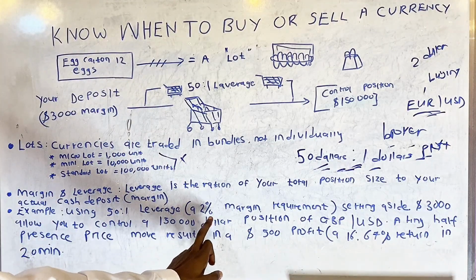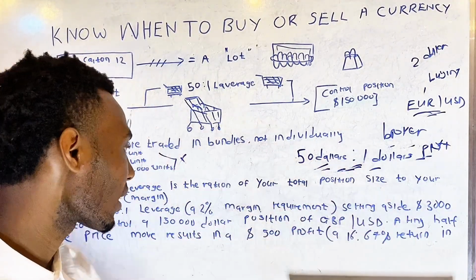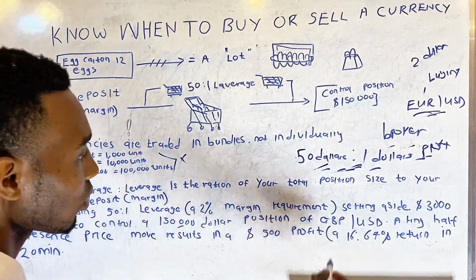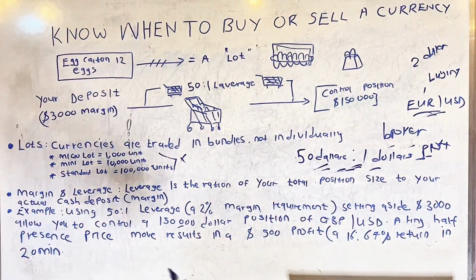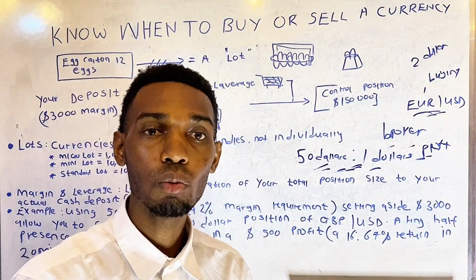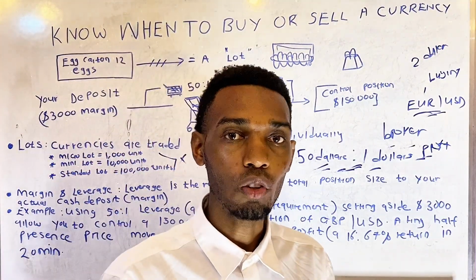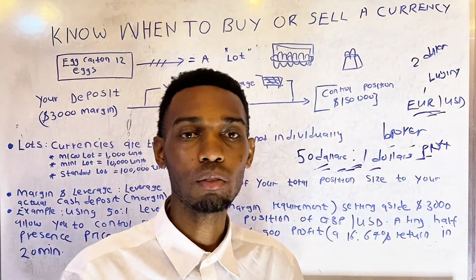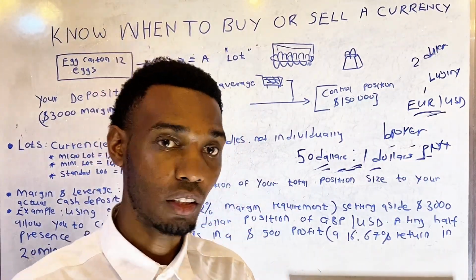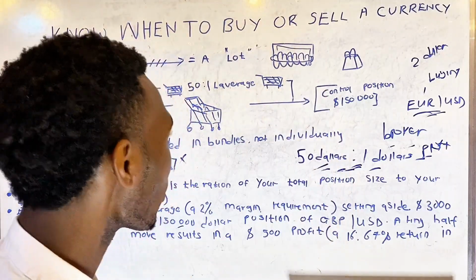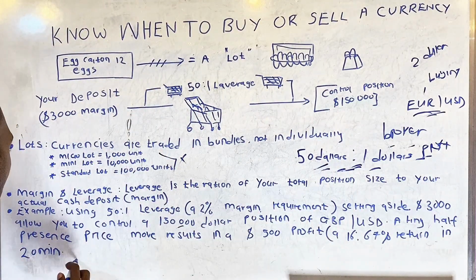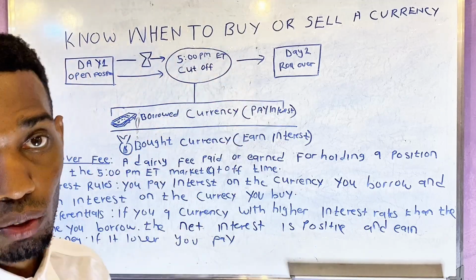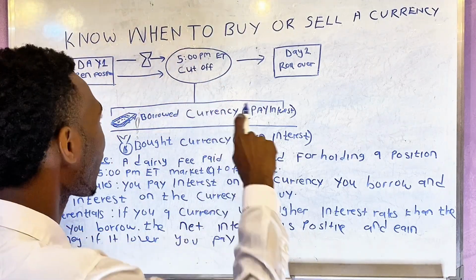Using 50 leverage, a 2% requirement, setting aside $3,000 allows you to control a $130,000 position of GBP. You see, he is going to give you that chance of operating with a big bulk of dollars. That is, if you have a small account, you can start trading. That is how you buy or sell the currencies. Now, this is a day one open position. Now this one we check at the time of the banks.